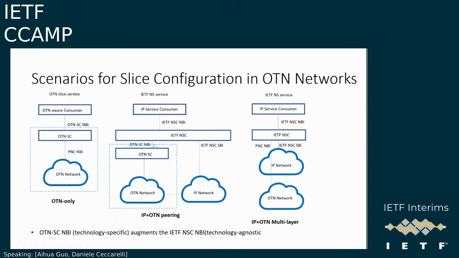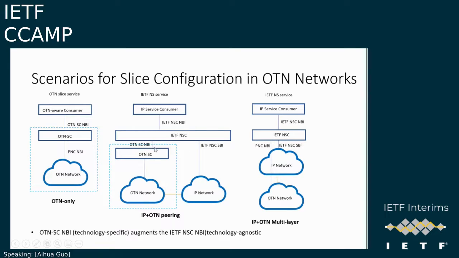Because in the third picture, you give the impression to do what I'm asking, in the sense that there is a PNC NBI. If I understood that correctly, the IETF NSC in the third picture is capable of requesting the realization and no longer the intent of an OTN slice. So, for example, there it could be asking what we call the L1 VPN. My question is why can't it ask for the layer 1 VPN also in the picture in the middle?